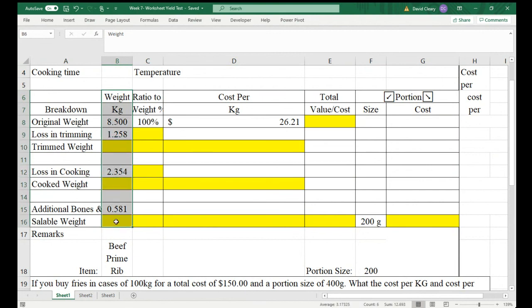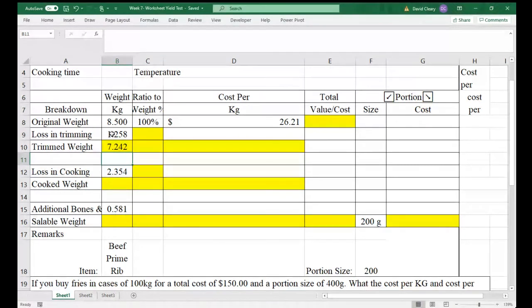So first, we want to calculate the weight of the prime rib. All of these are given to us. We have to calculate the yellow cells. Our prime rib weighed 8.5 kilograms when it came into the restaurant. Let's say we trimmed it up, took off some fat and pulled out some bones, 1.258 kilograms of fat and bones. If we take the original weight and subtract the loss in trimming, the trimmed weight, or the weight of the prime rib now that it's been trimmed, is 7.242 kilograms.